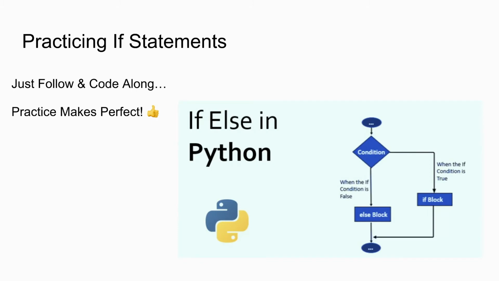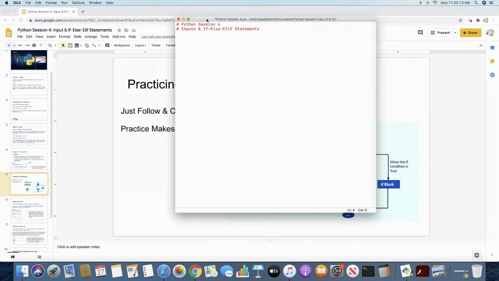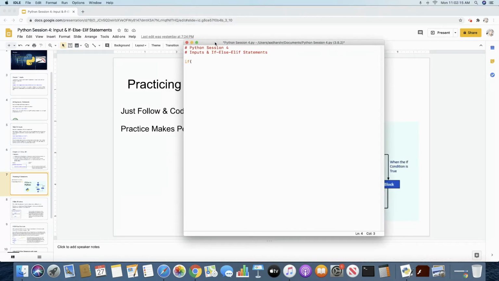Practicing if statements. Now just follow and code along. So let's write our first if statement. We say if, and then parentheses, colon. Inside the parentheses, we have a Boolean expression that just says 7 is greater than 5, because this statement has to be true or false. That's why it's a Boolean expression. If we press the Enter key, Python will automatically indent it for us. So we can just type in any code we want to be executed.